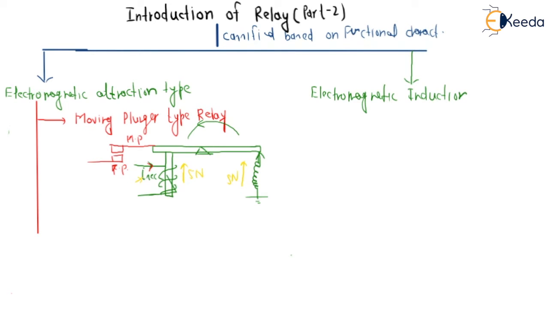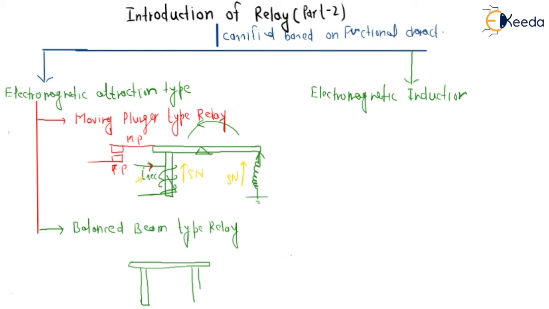Now the second type is balanced beam type relay. So what is balanced beam type relay exactly? Same as before, but instead of the spring, we will use another actuating quantity. Let us assume this is the operating coil, and this is the restraining coil.